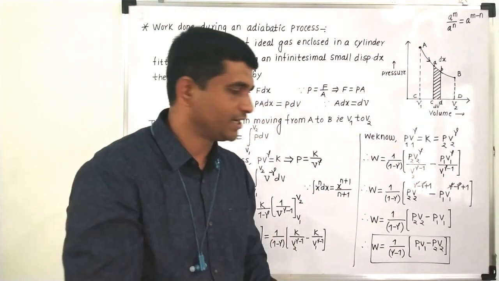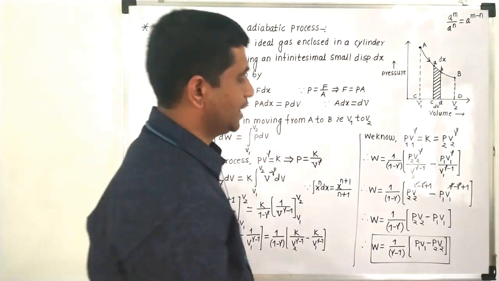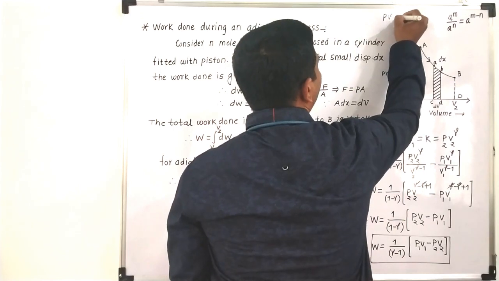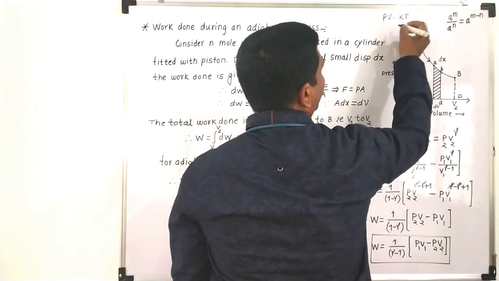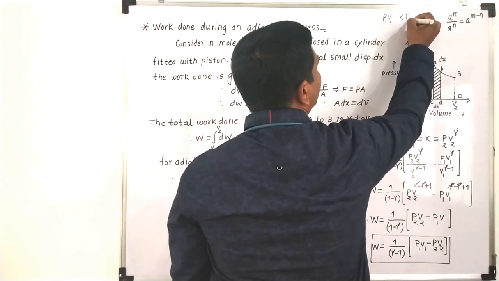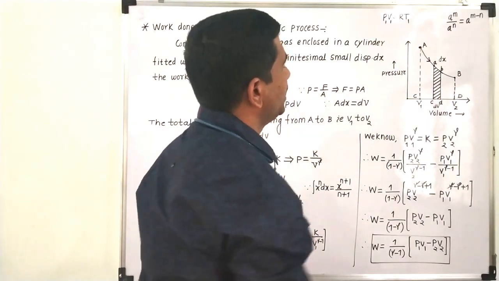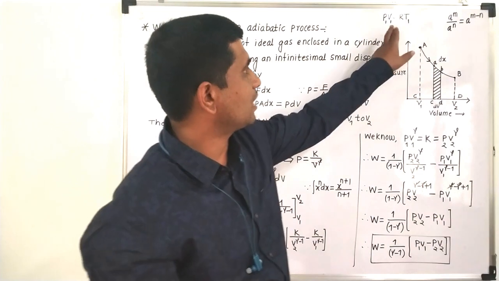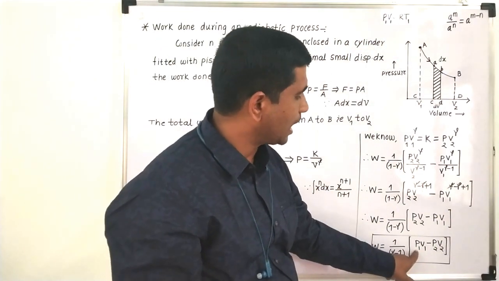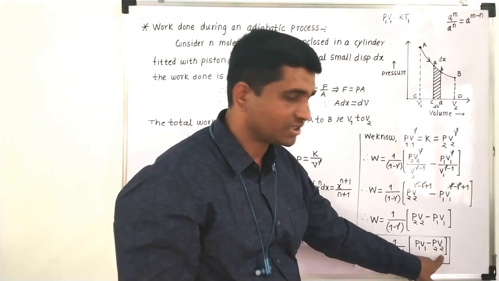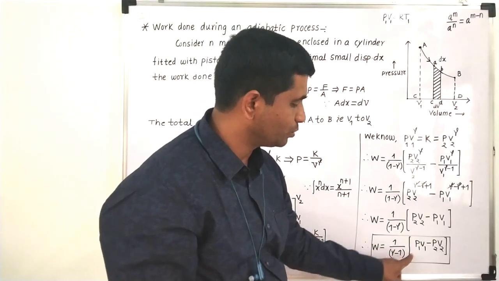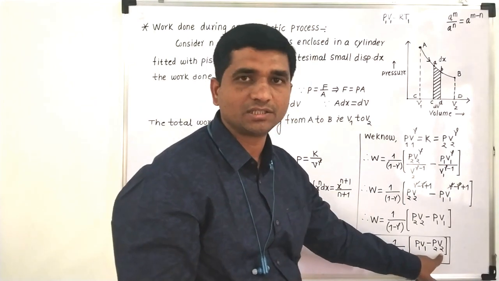If you want to convert it in terms of temperature, you can apply the relation PV is equal to RT. That is, P1 V1 you can write as RT1 and P2 V2 you can write as RT2. So if you take R common, you will get RT1 minus RT2. If you take R outside, that will be R upon gamma minus 1, times T1 minus T2.